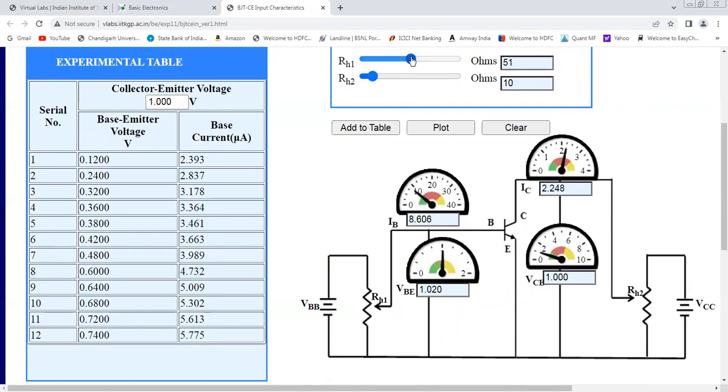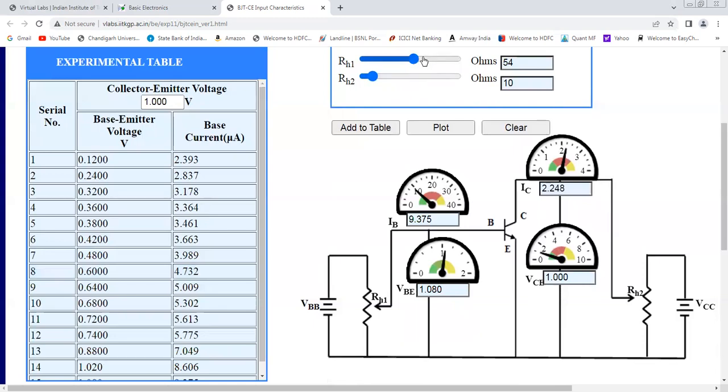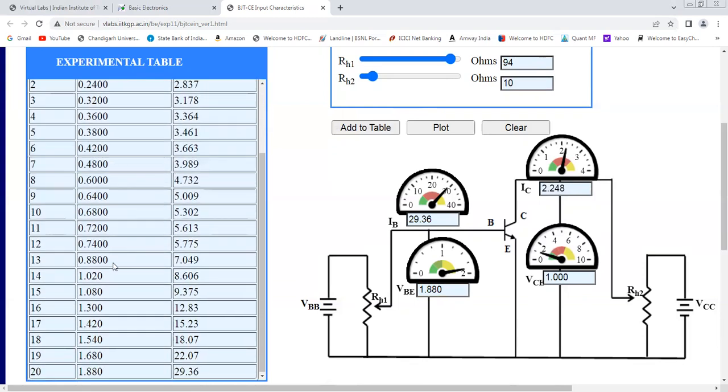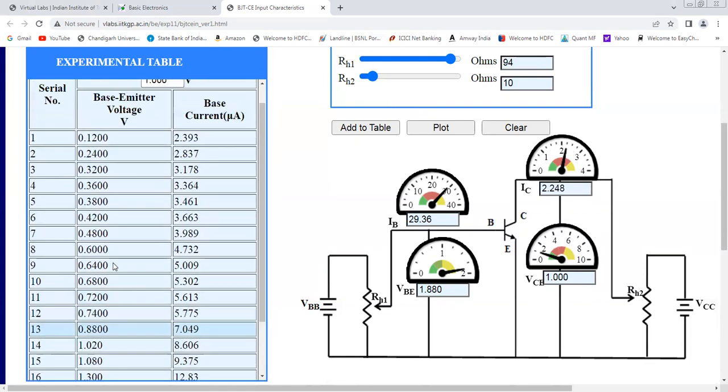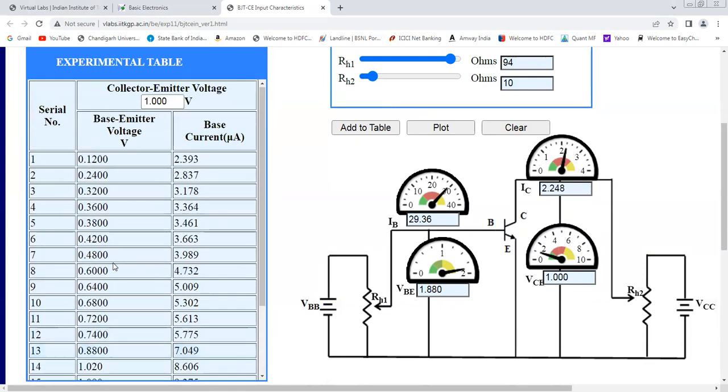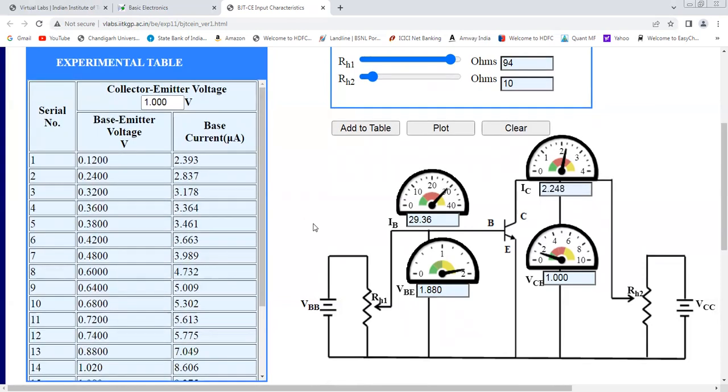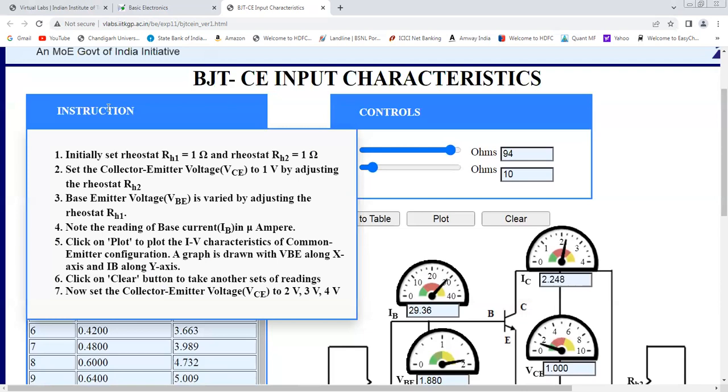So till now we have 13 readings, 14 and 15, 16, 17, then we have 18, then we have 19, 20, 21. Okay, so in this way you will get this table which will give you the readings of base emitter voltage versus base current for various values of collector to emitter voltage. Okay, so next step, what you will do, let us see what is written in the section.